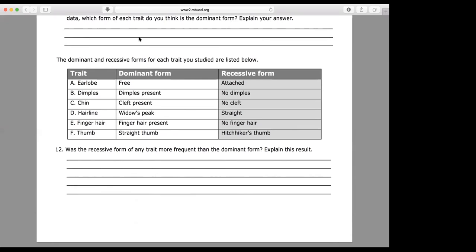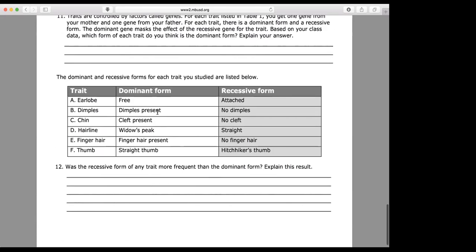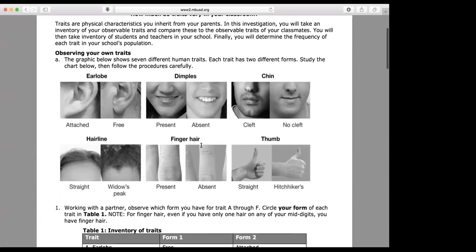So again, we're going through the different types of traits that are simple to track in humans, and we're just talking about the dominant and recessive form. So again, straight thumb is dominant to hitchhiker's thumb. If you hold up your thumb and it goes back, that is actually recessive. And if it's just straight up, that would be dominant, like in the picture right here. So straight is dominant to hitchhiker's.